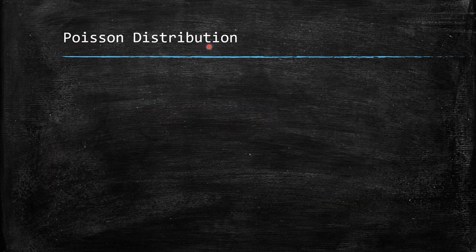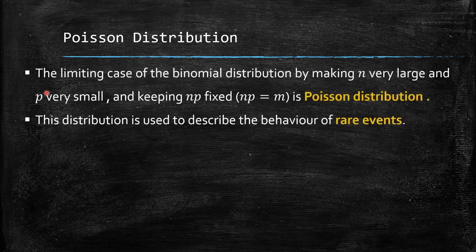Now I take the Poisson distribution, which is also a discrete probability distribution. Poisson distribution is a limiting case of the binomial distribution, for which we need n very large, a large number of trials, in order to get the occurrence of a success. It is obtained by making n very large and p very small, and keeping np a fixed constant, say np equal to m. Then the distribution is called the Poisson distribution.